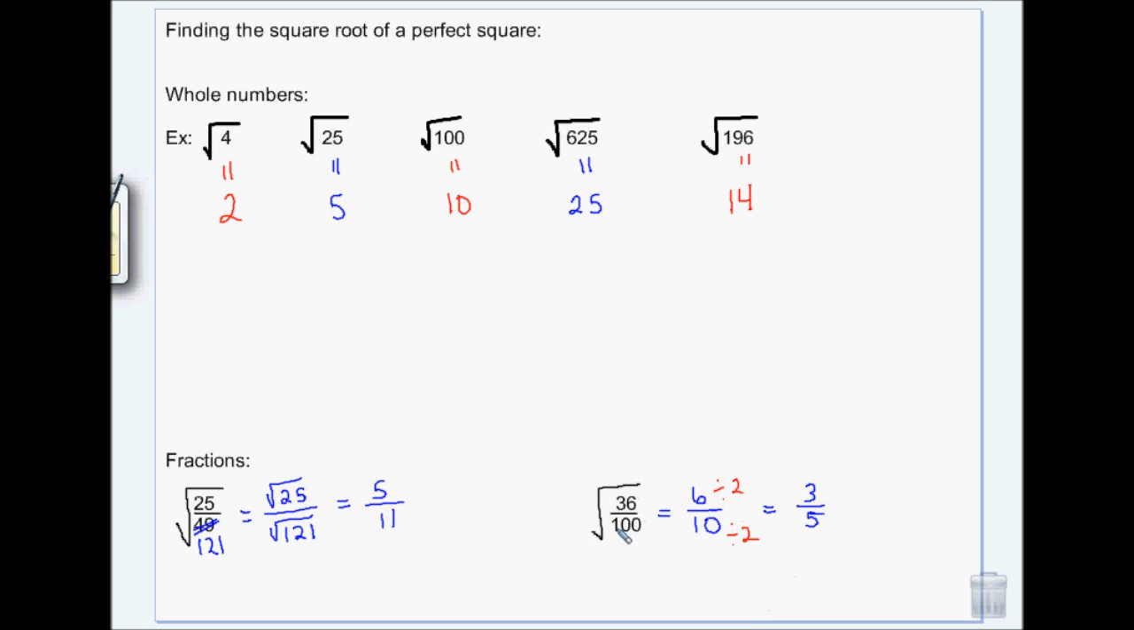Now, because these were already perfect squares, I don't want to reduce them ahead of time. If I had reduced these each by 2, I would have gotten 18 over 50. And then I would have gotten, actually no, that still would have worked, 9 over 25. It won't always work. In this case it would have worked. But if they're perfect squares, you want to take the square root first and then do any reduction.